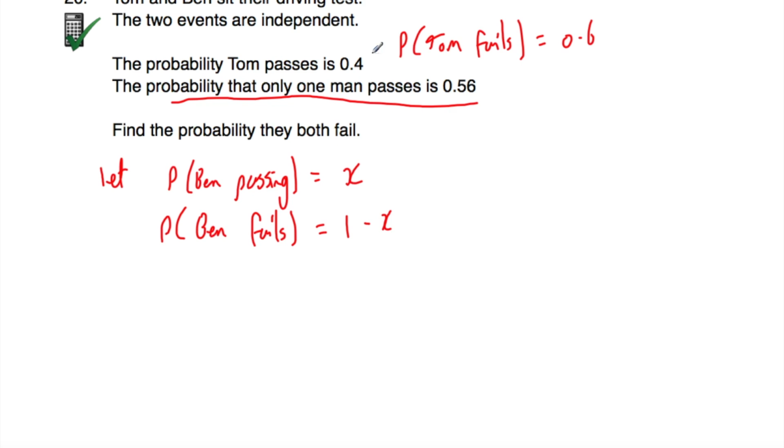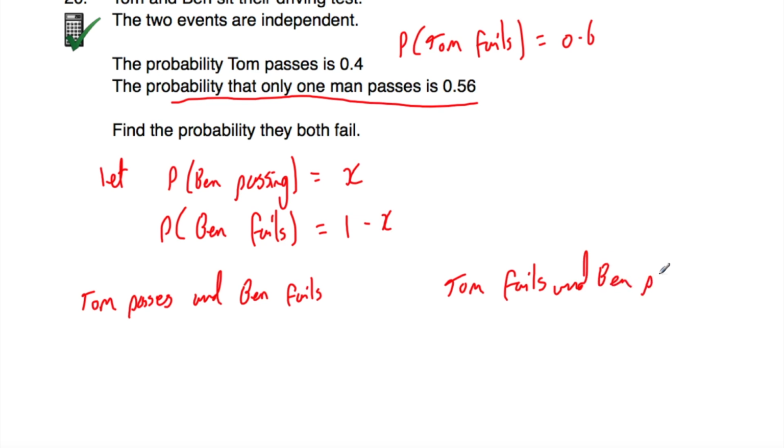Because only one man passes, that could mean that Tom passes and Ben fails. Or it could be that Tom fails and Ben passes. Excuse my writing there for the hand.